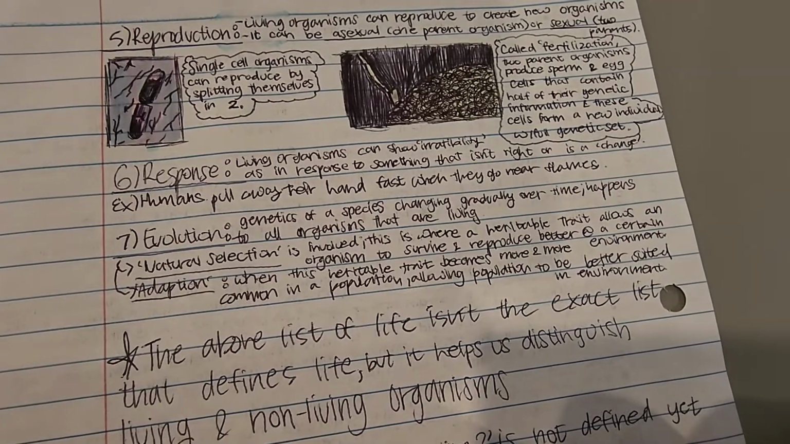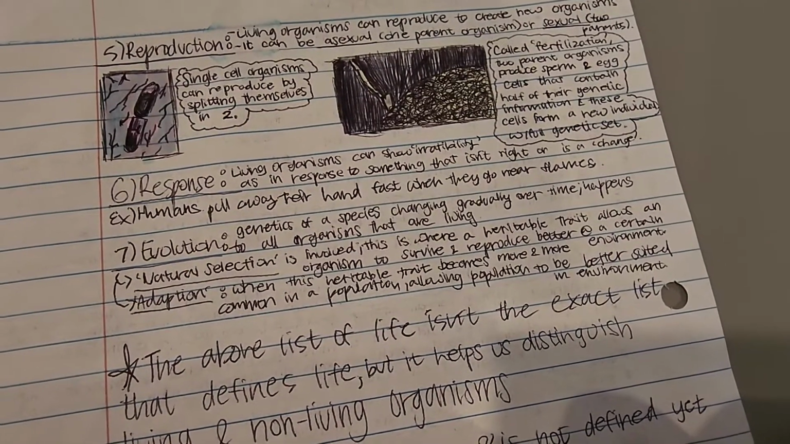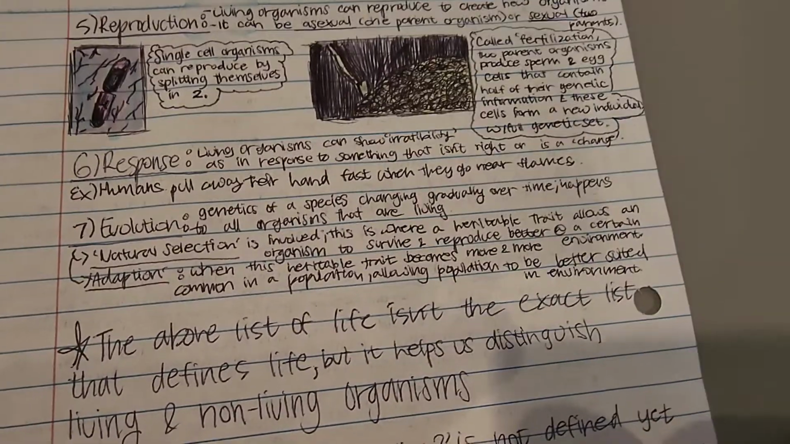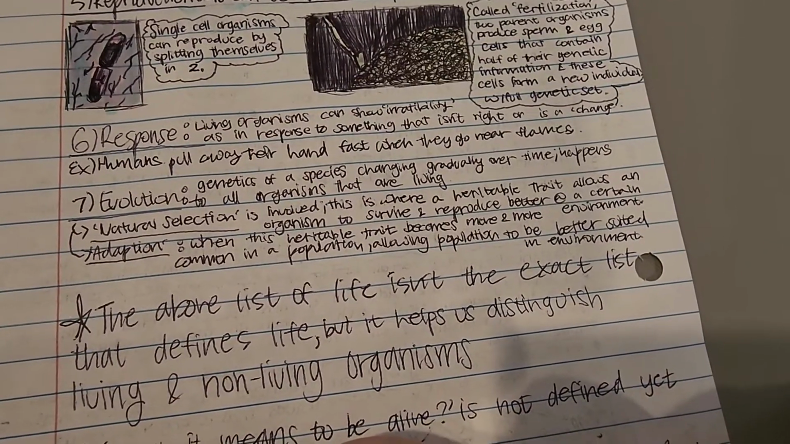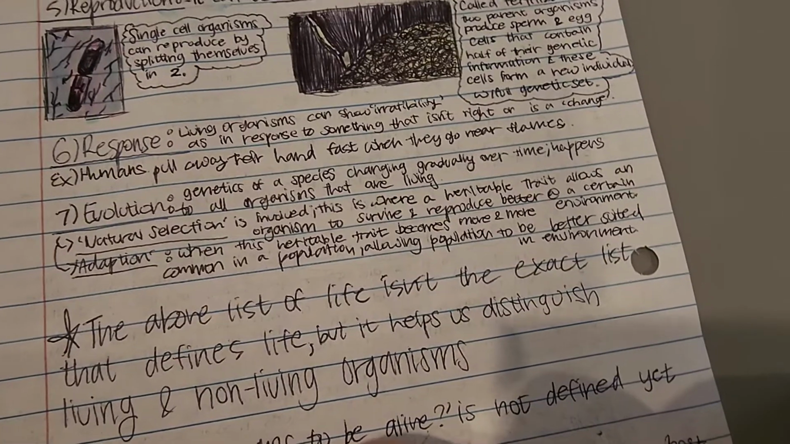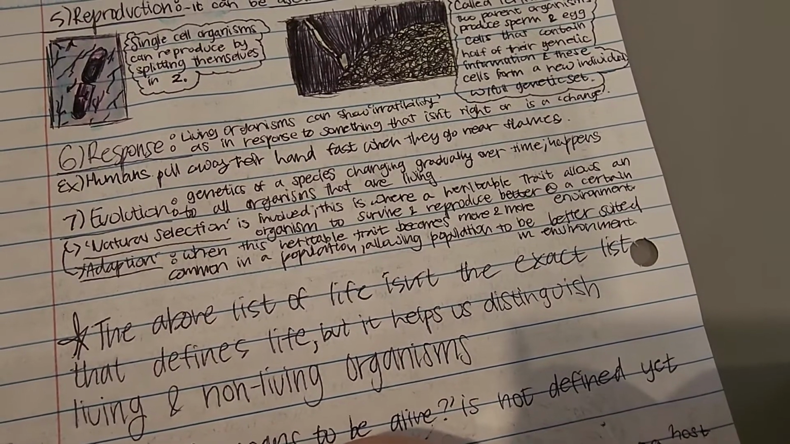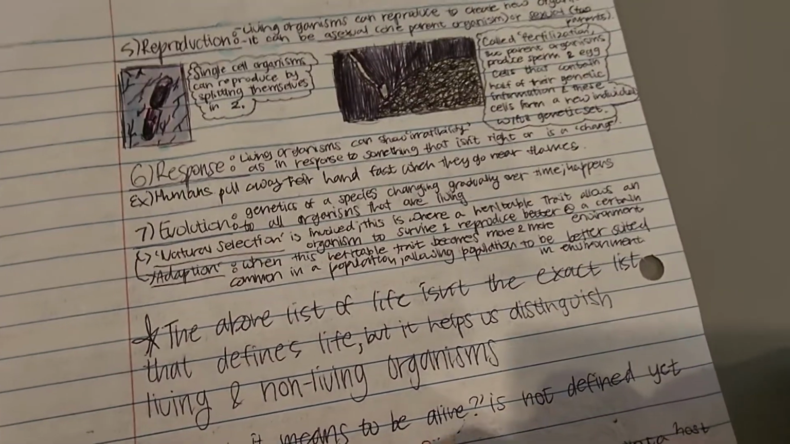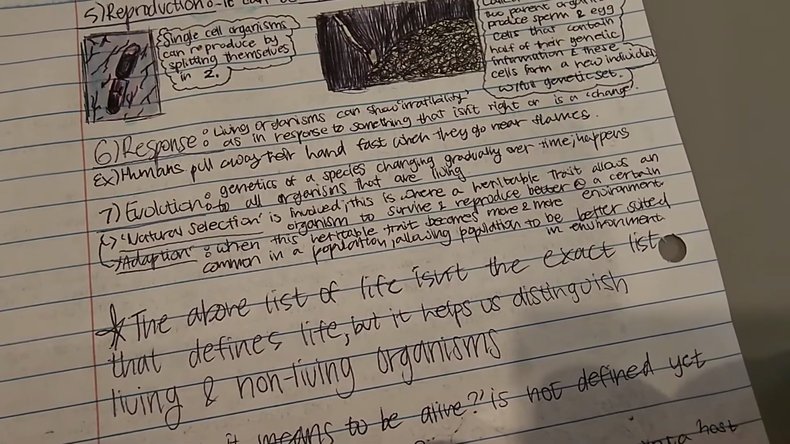6. Response. Living organisms can show irritability, as in responding to something that isn't right or is a change. Example: humans pull their hand away fast when they go near flames. 7. Evolution. The genetics of a species changing gradually over time happens to all organisms that are living.